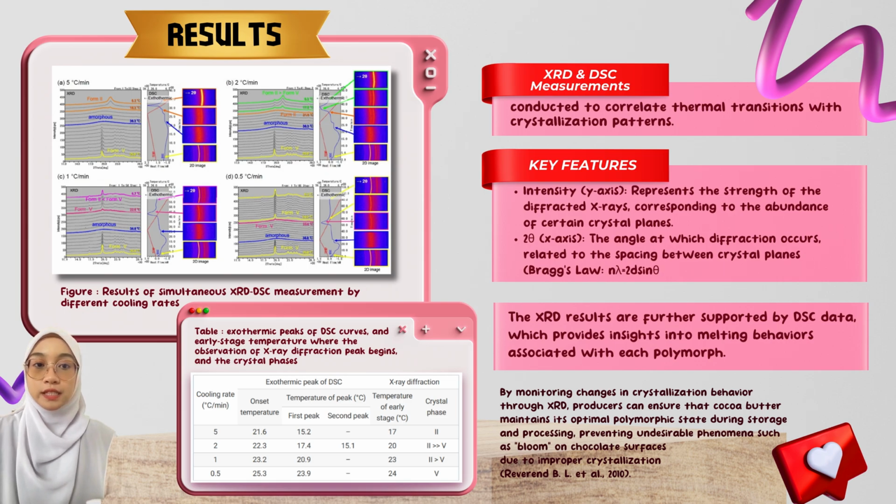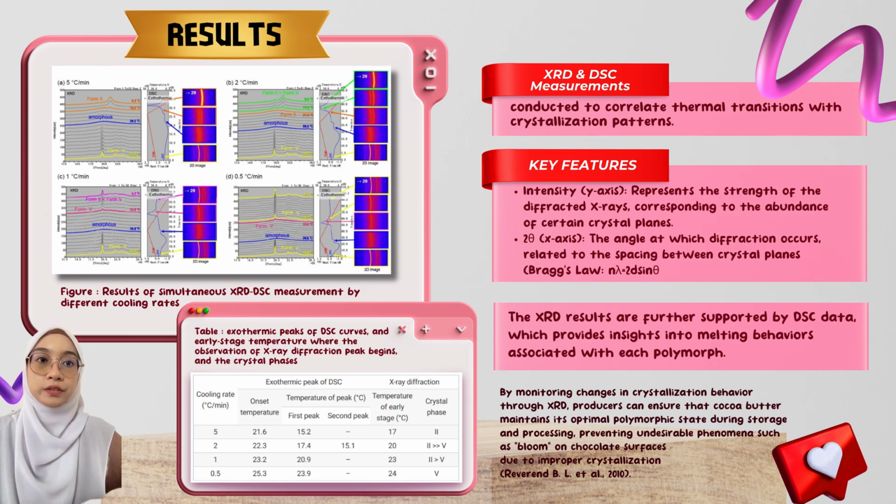For instance, as the cooling rate decreased from 5 degrees Celsius per minute to 0.5 degrees Celsius per minute, the onset temperature for crystallization shifted to higher values, and the stable beta phase became more prominent, demonstrating that the slower cooling facilitates the formation of more stable crystal structure.